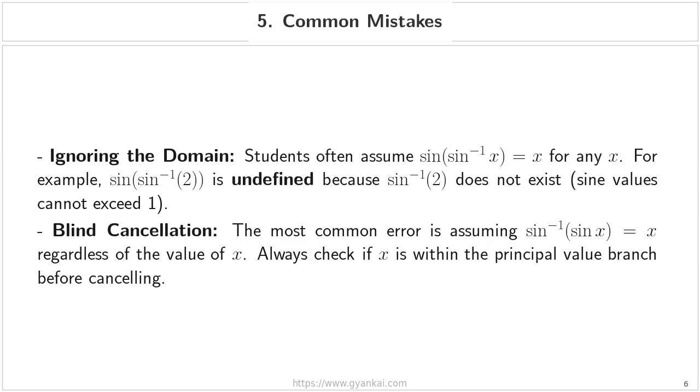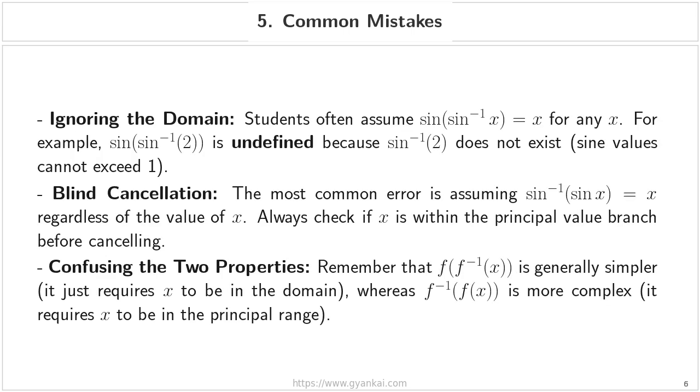Next, we have what I call blind cancellation. This occurs with the second type of property we studied. The most common error here is assuming that the inverse sine of the sine of x always equals x, no matter what the angle is. As we saw in our previous example with 2π/3, you cannot simply cancel the functions if the angle is outside the principal value branch. Always check if your angle falls within that specific range before you proceed with cancellation.